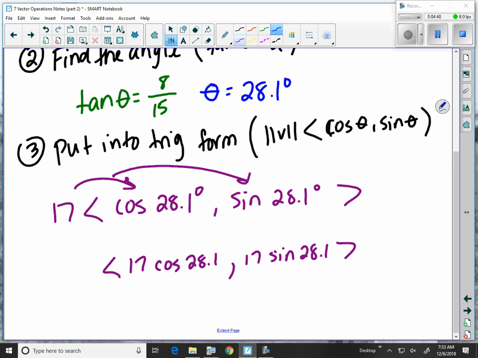Actually, you know what, guys? I don't even think we're going to put them in our calculator. I think we'll leave it like that. That way you don't have a bunch of ugly numbers. Let's just do that. Okay? So this would definitely be your trig form.